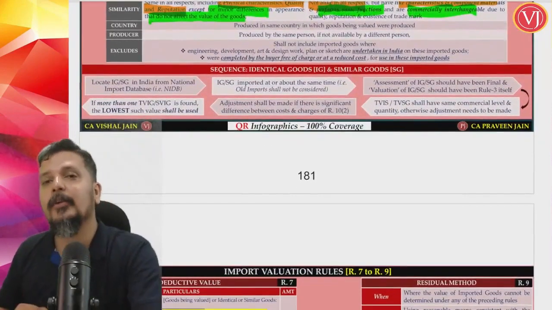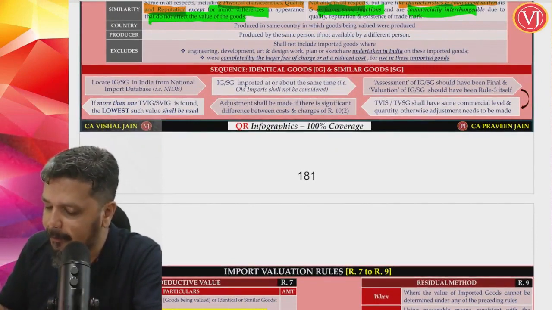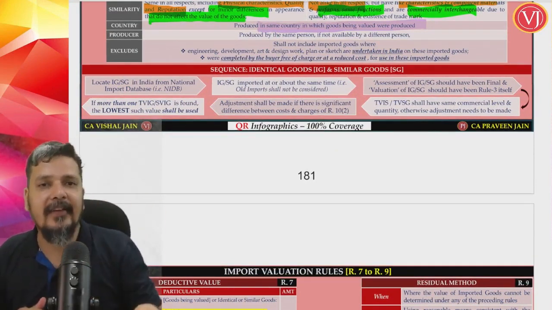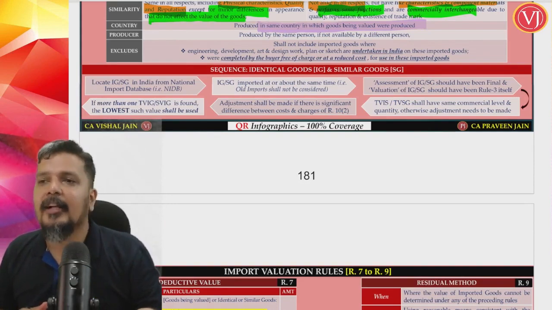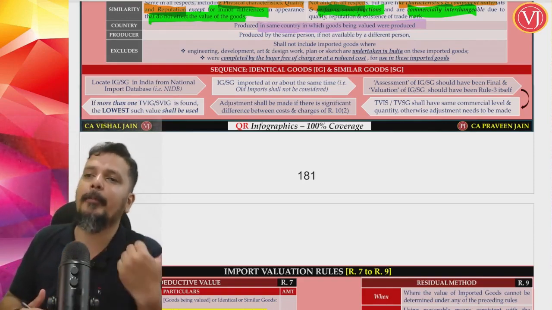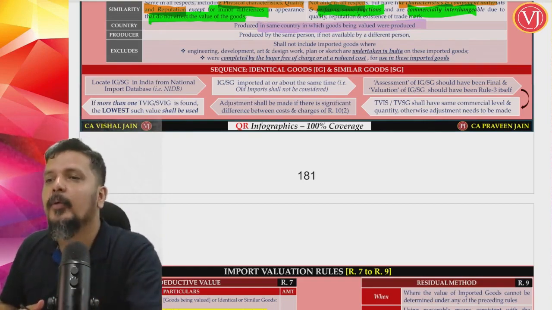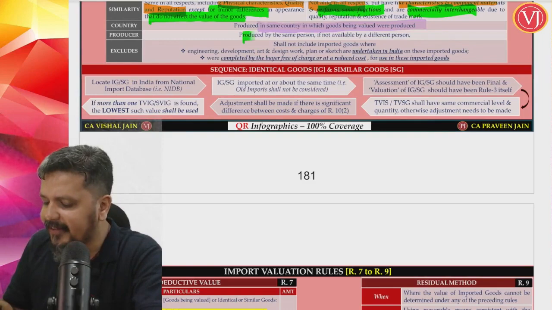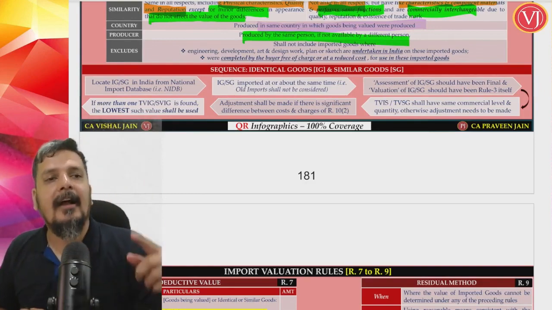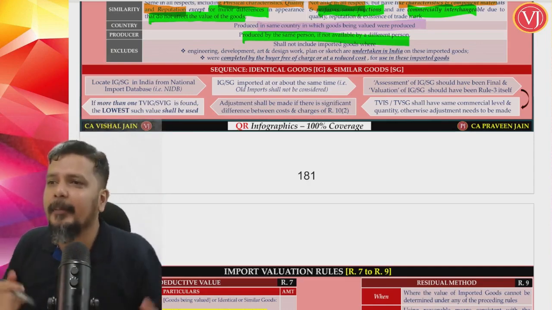Now, one more condition that you need to understand when you're seeing identical goods, similar goods. These goods should have been imported from the same country of exportation. If my goods are imported from USA, when comparison is done, the comparison should be done of other goods from USA to India. The persons can be different. Exporter of USA can be different and importer of India can be different. Country of exportation and country of importation should be the same.